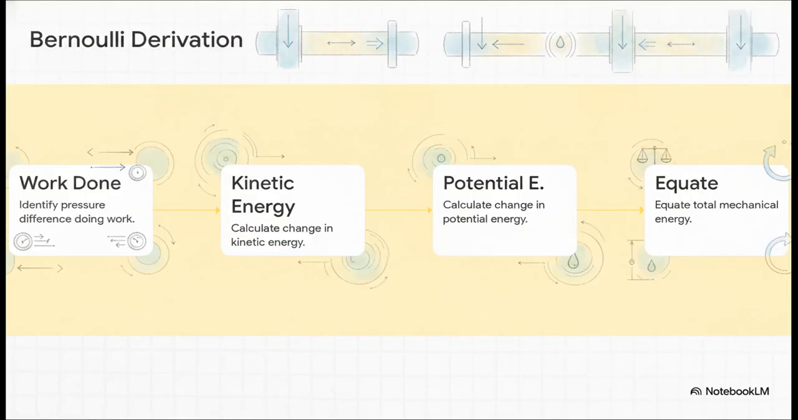And that brings us to the absolute heavyweight of the chapter, Bernoulli's principle. For the supercritical 3-mark derivation of Bernoulli's equation, just follow these 4 logical steps that prove the conservation of energy per unit volume. Step 1, identify the work done by the pressure difference. 2, calculate the change in kinetic energy. 3, calculate the change in potential energy. And 4, just equate the work done to the total change in mechanical energy. If you structure your board answer in this exact sequence, you are practically guaranteed full marks.